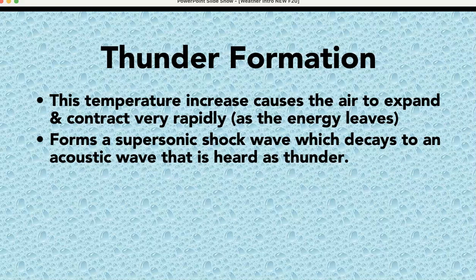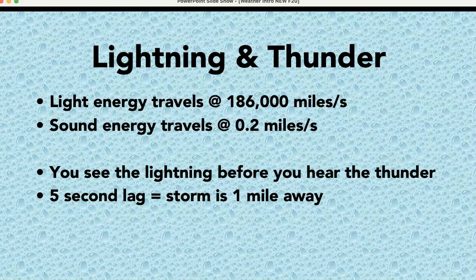So we said that. So yeah, here's the big difference. 186,000 miles per second versus 0.2 miles per second. All right? Huge difference between light and sound. And this is that 5 second rule. I wouldn't trust your life on this one, but there are some crazy storm hunters out there in the world, and maybe you're one of them. But they say there's a 5 second lag per mile.